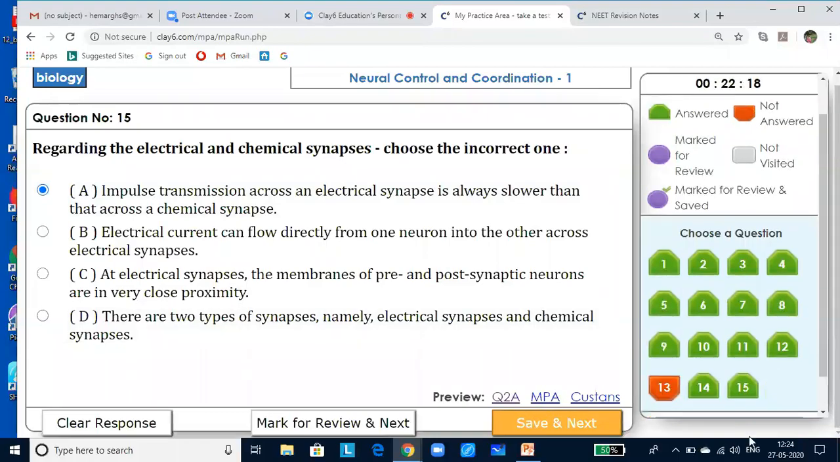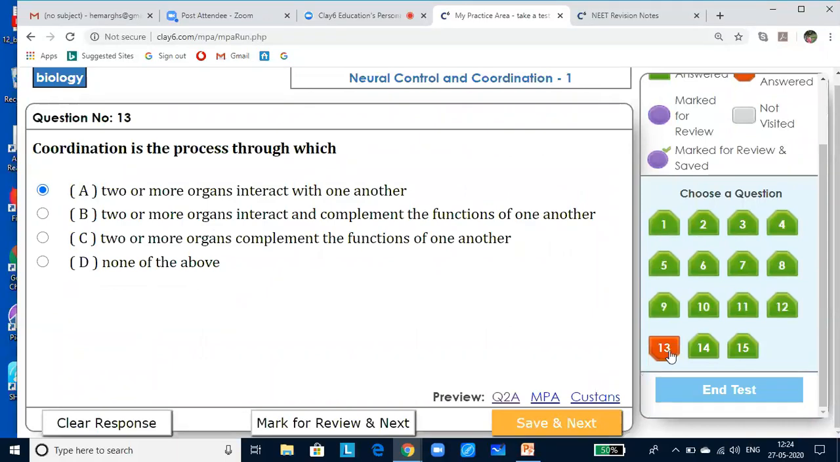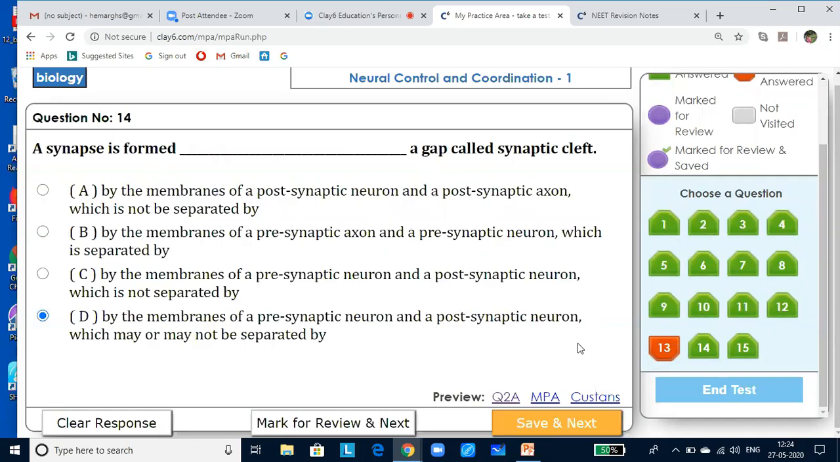So we have completed the test. Let me look at the 13th question. Coordination, sorry, I have left this question. Two or more organs which interact and complement the function of one another. Save. Okay. End test.